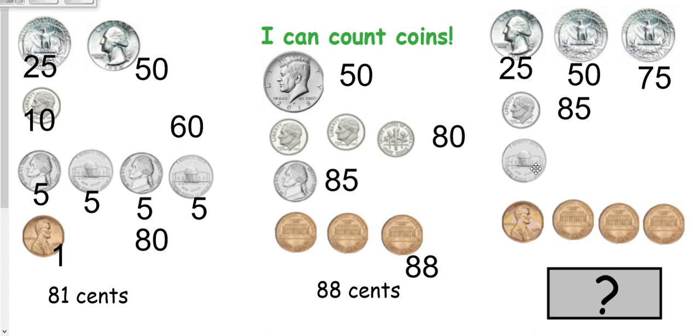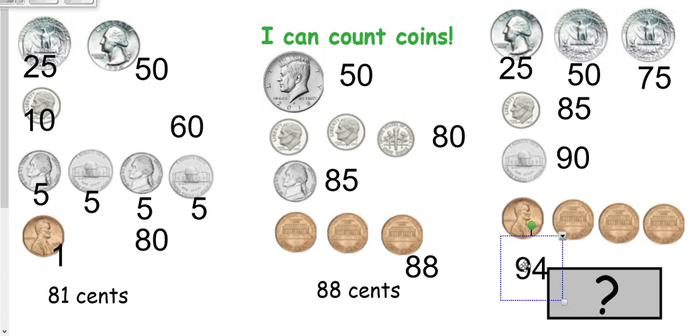Have to change the way I'm counting. This is a nickel. Now I count by fives. 85, 90. Now I have 90 cents. Have to change the way I'm counting again. These are not nickels. These are pennies. I count pennies by 1. Count with me. 90, 91, 92, 93, 94. I think we have 94 cents.